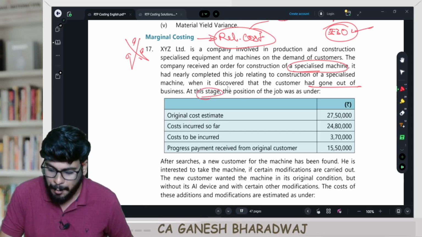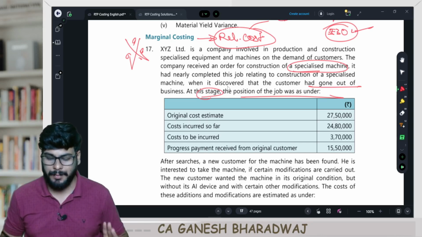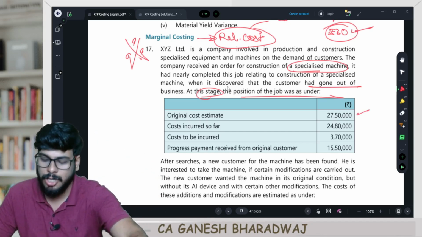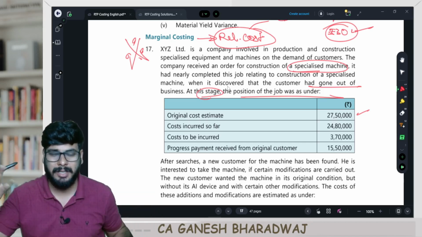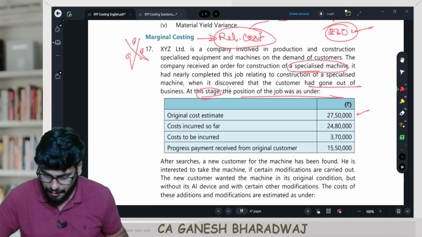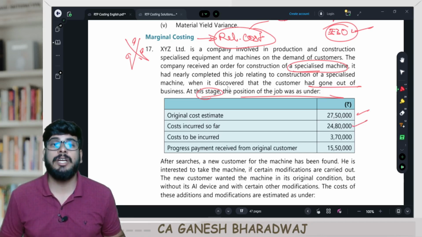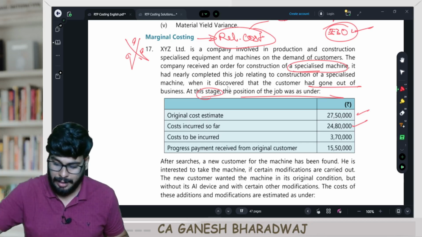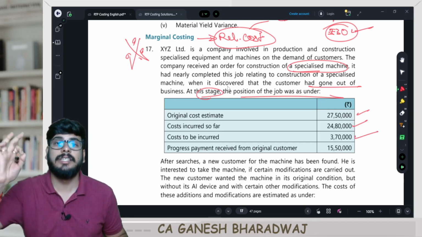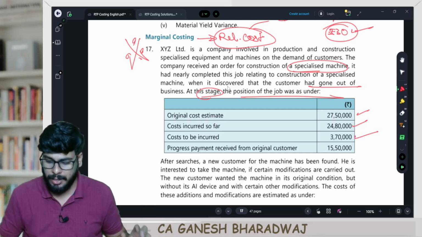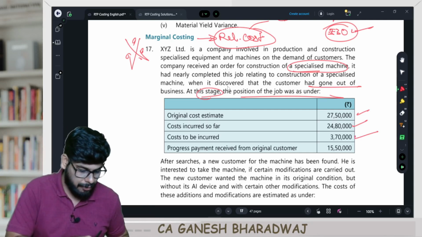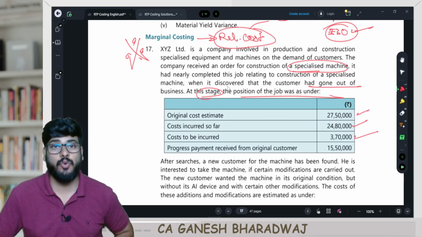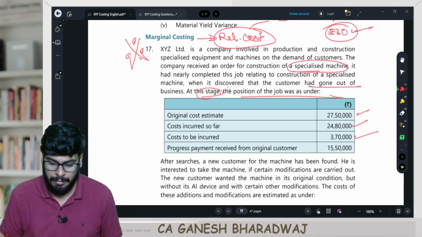At this stage, the position of the job was as under. Now, originally, they estimated that the overall cost is going to be how much? 27,50,000. It's all estimate, right? Till date, they have incurred an actual cost of 24,80,000. And on date, they know further that they need to incur 3,70,000 to complete the job. Now, don't say, sir, 27,50,000 minus 24,80,000, how much is it? Sir, it's 2,70,000 only. How does 3,70,000 come? Is that a mistake?